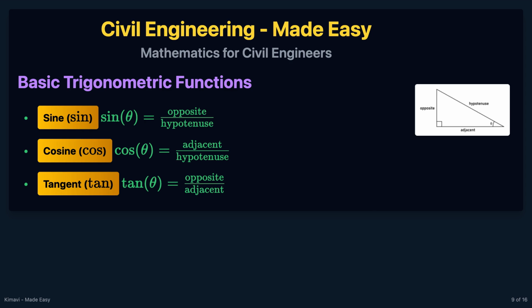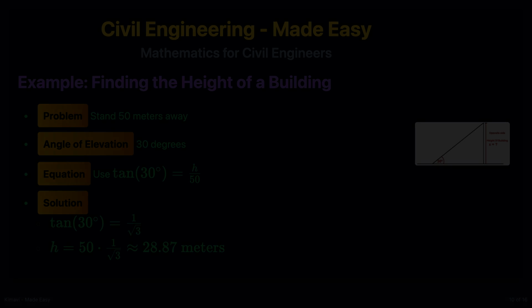For a right triangle with an angle theta, sine of theta is equal to the length of the opposite side divided by the length of the hypotenuse. Cosine of theta is equal to the length of the adjacent side divided by the length of the hypotenuse. Tangent of theta is equal to the length of the opposite side divided by the length of the adjacent side.